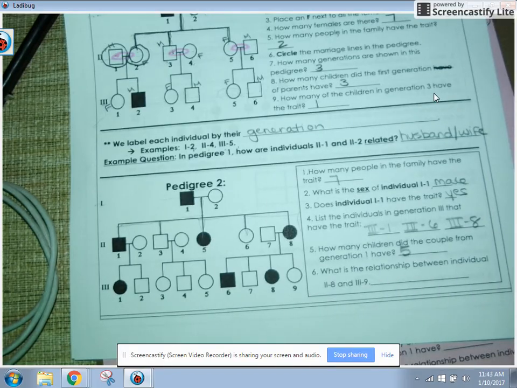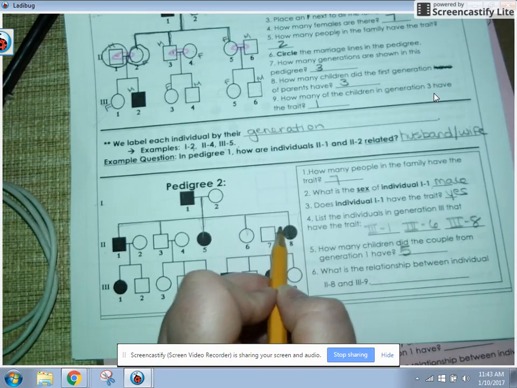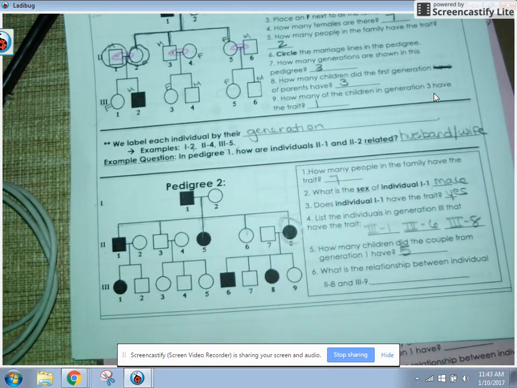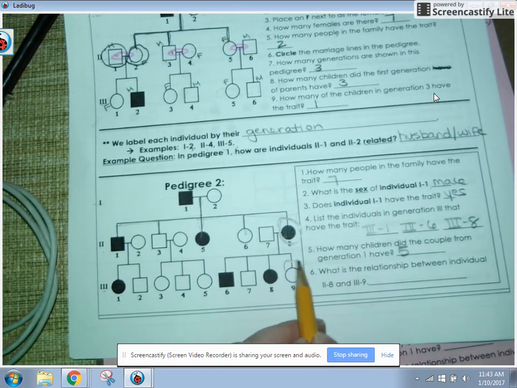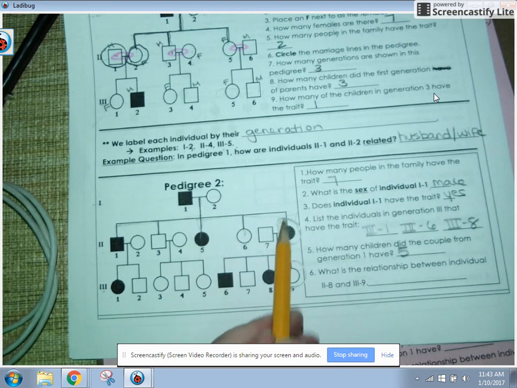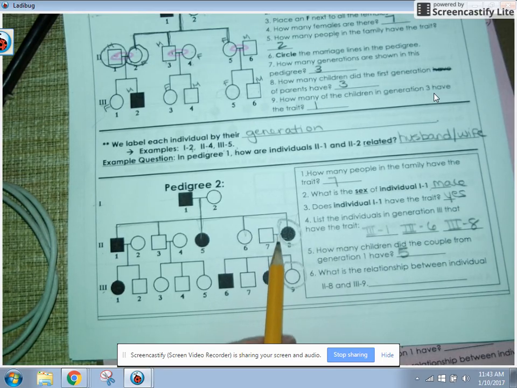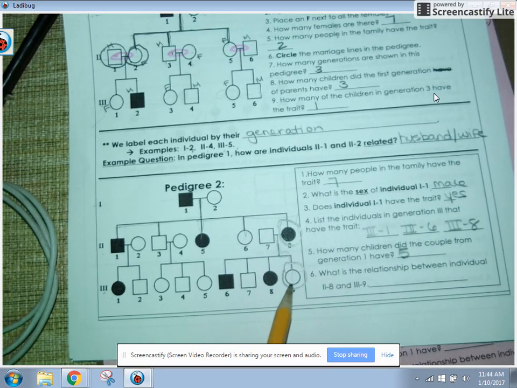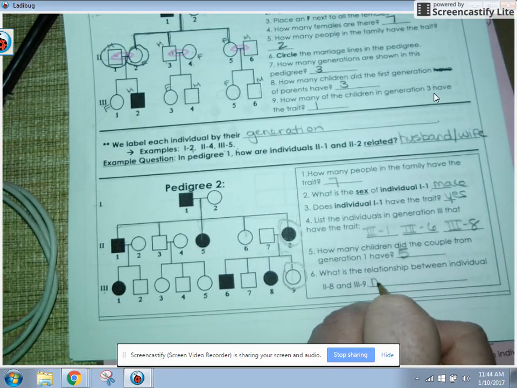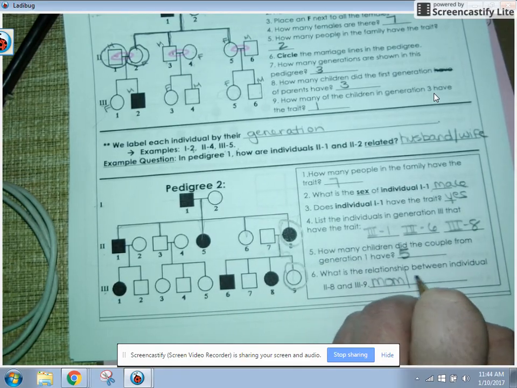And what is the relationship between individuals 2, 8, so this person, and 3, 9? Okay, so I look up here and I see that this is a female, and then this indicates her children that she had. So she had a daughter. So it's mom and daughter.